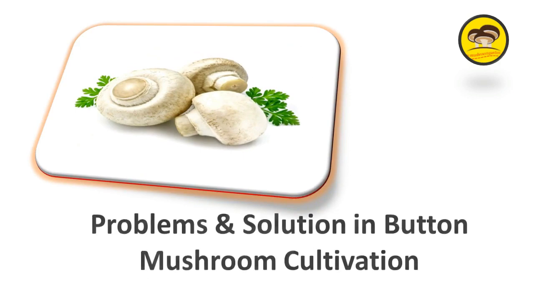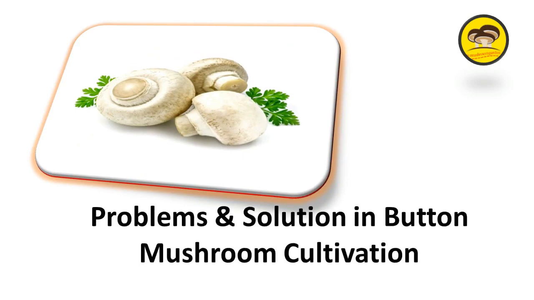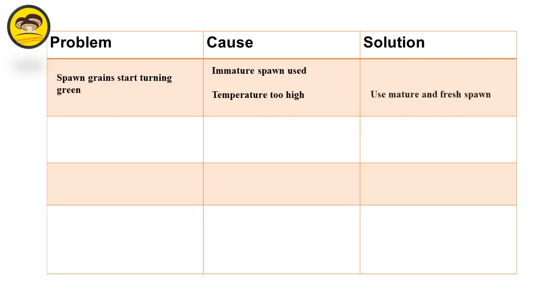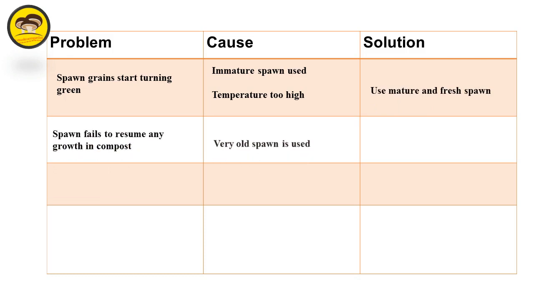Problems and solutions in button mushroom cultivation. Spawn grains start turning green: immature spawn used, temperature too high. Use mature and fresh spawn. Spawn fails to resume any growth in compost: very old spawn is used. Use mature and fresh spawn.